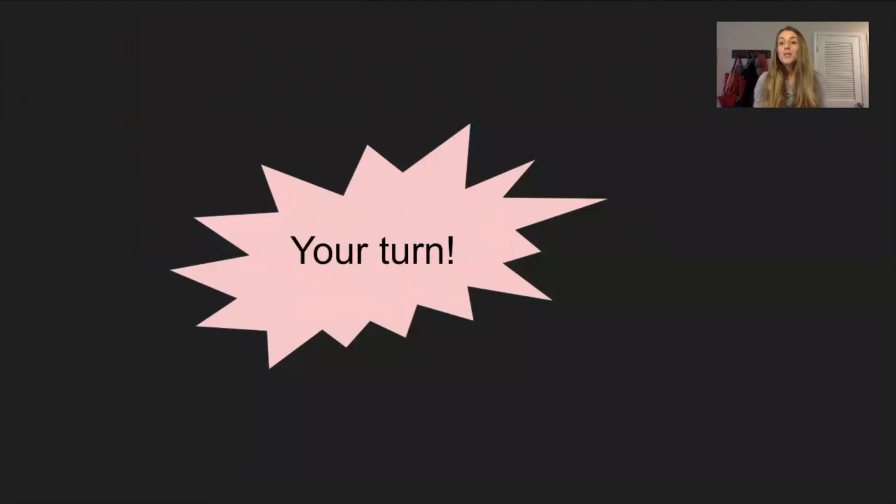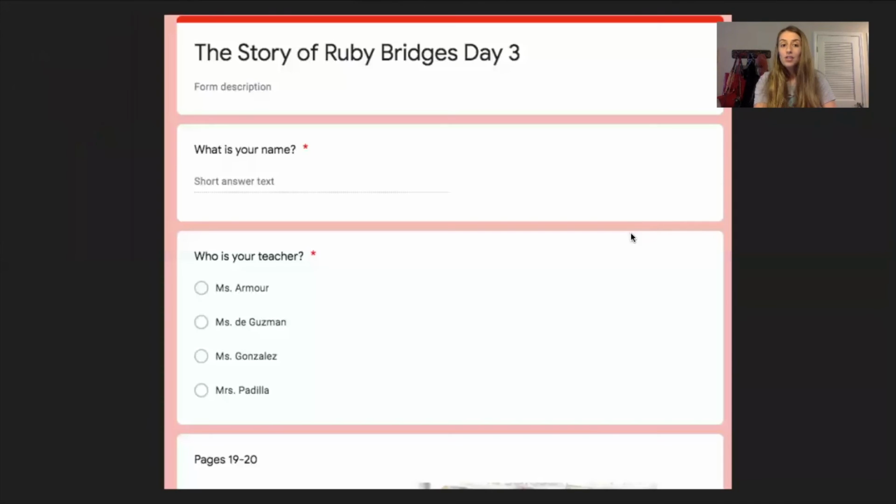So now it's going to be your turn. You're going to look at a different picture in the text and you're going to answer questions about that picture on this Google form. So the picture you're going to be looking at is on pages 19 through 20. I actually put the picture on the Google form, so you should be able to use that to help you. And you're going to use the same steps that I walked through to help you answer the question.